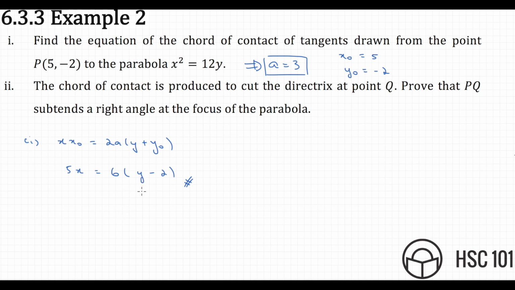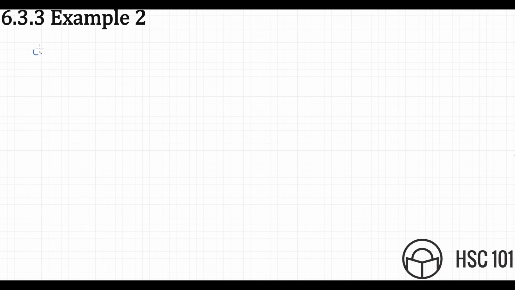Now in part 2, the chord of contact is produced to cut the directrix at the point Q. We want to prove that PQ subtends a right angle at the focus of the parabola. So taking the equation of my chord of contact, 5x equals 6 lots of (y minus 2), that's going to be our chord of contact. If I just get a rough sketch out, because the sketch will allow me to see what is happening.